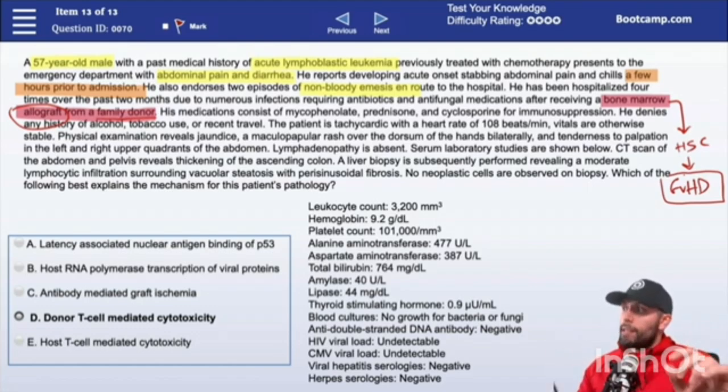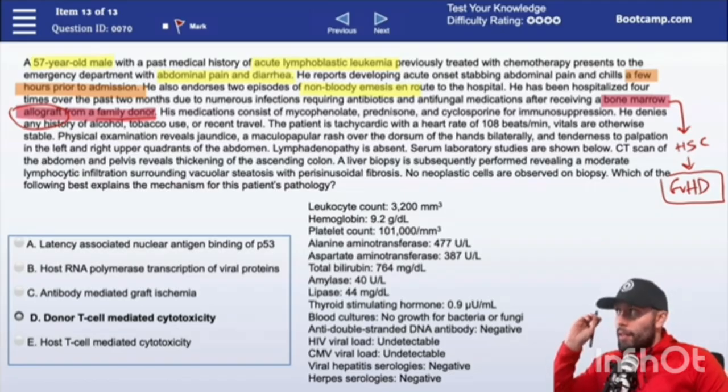Very, very classic for this type of presentation. Now, they can also do this with a liver transplant, which we kind of talked about can present slightly differently in terms of the liver enzymes and that sort of thing, which I'll get to in a second. But the point is, when you see this, that should zone you in. It doesn't mean that it's going to ask about graft versus host disease, but immediately my radar is now up.